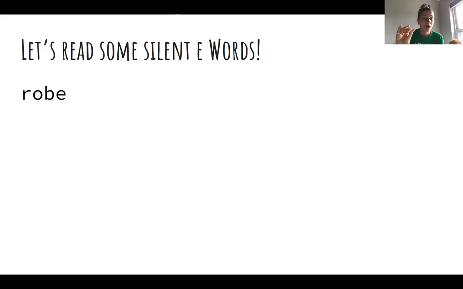Robe. Like you might put on a robe in the morning. All right, so this I is going to say I, not I. It's going to say its name, the long vowel sound. Kite. Tape. Good job. We're going to do 3 more.